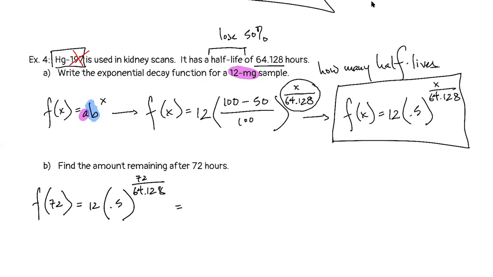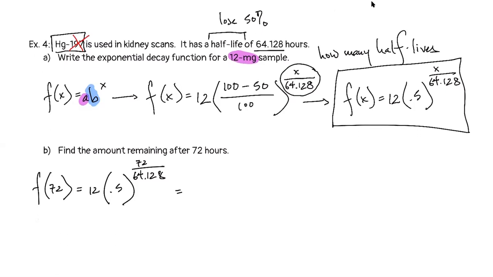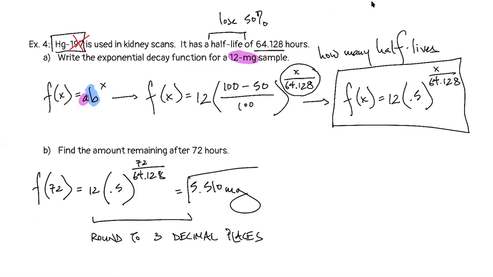Now, in this case, I would say it's a little bit less clear how many decimal points. So let's, for this one, round to 3 decimal places. Okay. And when we do that, I believe we get 5.510 milligrams are left after 72 hours. Okay.